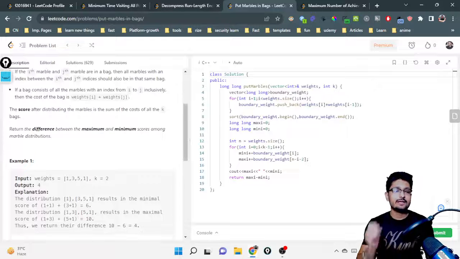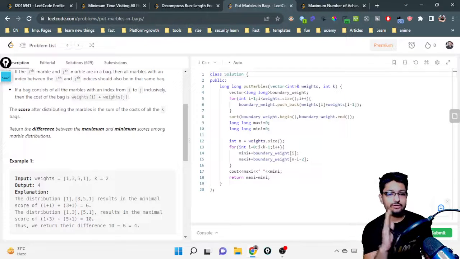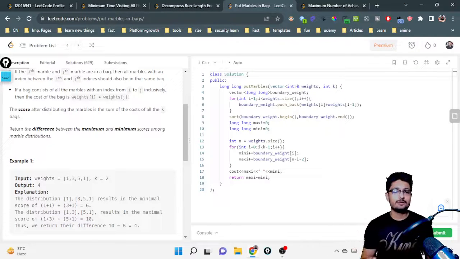The last is, if a bag consists of all the marbles from i to j inclusively, then the cost is weights[i] plus weights[j]. So if I have marbles from range i to j inside a bag, the cost of that bag is the addition of weights[i] and weights[j]. That is the overall cost.